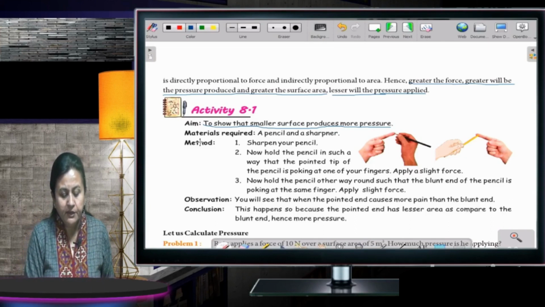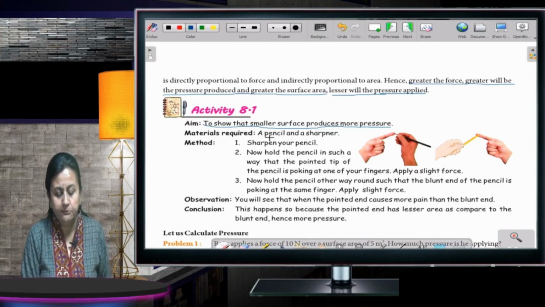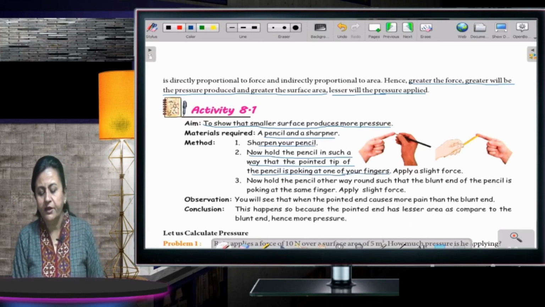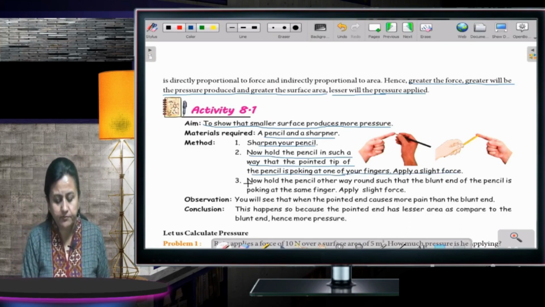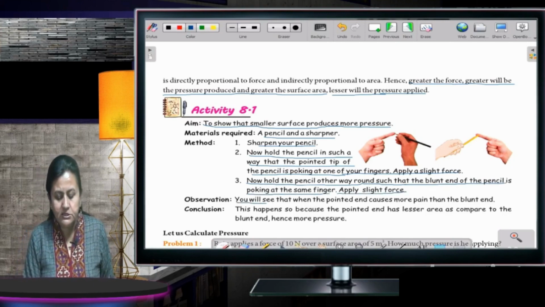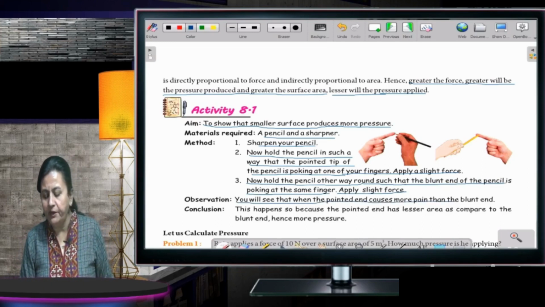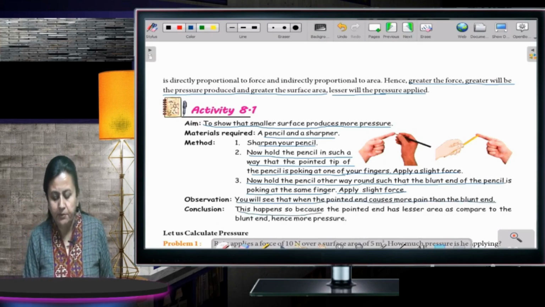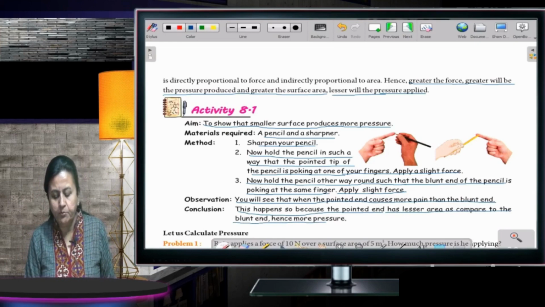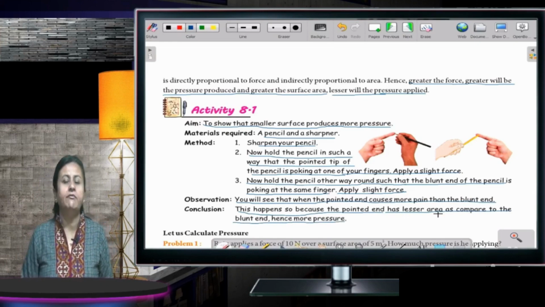Now, what are the materials required in this activity? A pencil and a sharpener. Sharpen your pencil. Now hold the pencil in such a way that the pointed tip is poking at one of your fingers. Apply a slight force. Now hold the pencil the other way round, such that the blunt end is poking at the same finger. Apply slight force. You will see that the pointed end causes more pain than the blunt end. This happens because the pointed end has lesser area as compared to the blunt end. Hence, more pressure is there.